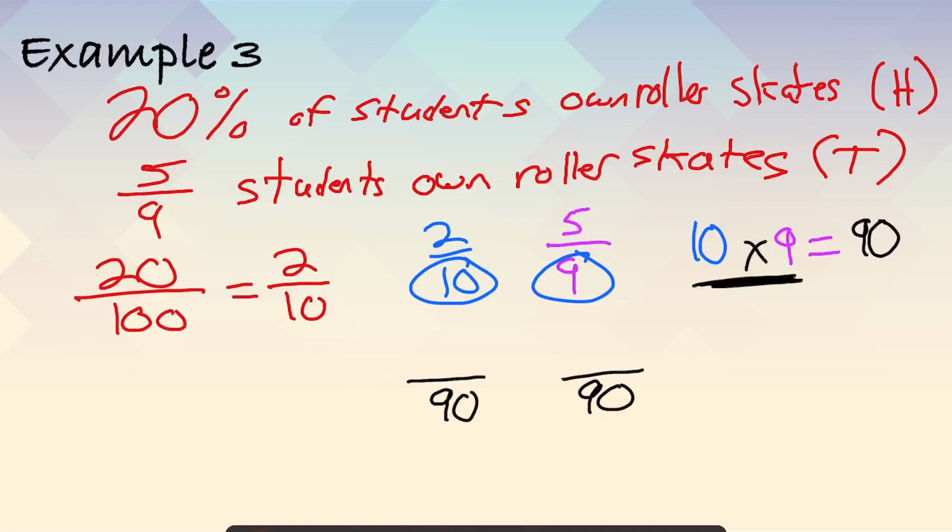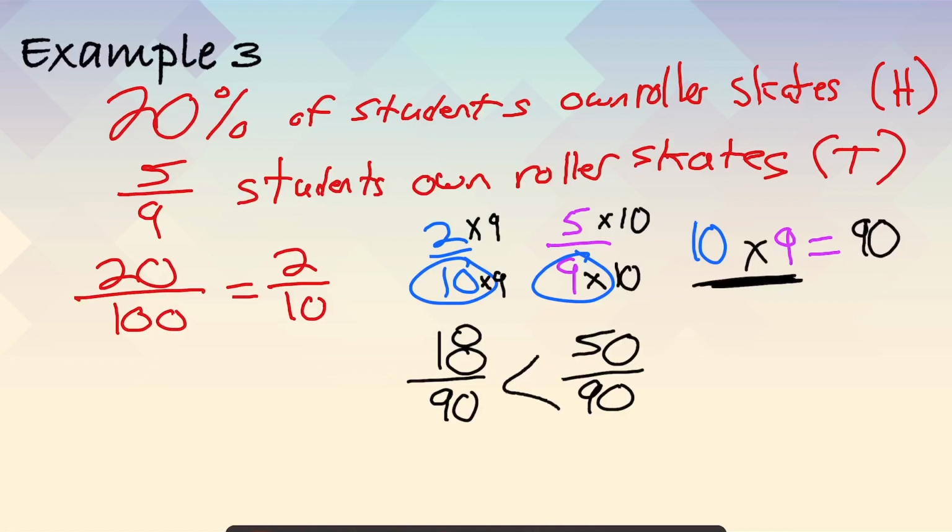So that means we multiplied 10 times 9, so we have to do the same thing to the 2. So 2 times 9 is 18. 9 times 10, we have to do the same thing to the 5. 5 times 10. And we have 18 90ths and 50 90ths. So, of course, 50 90ths is greater than 18 90ths. Okay? There is actually a very, very, very quick way to do this problem without even finding the common denominator. But you're going to have to wait till tomorrow to learn that because I want you to know how to do common denominator first. Okay?